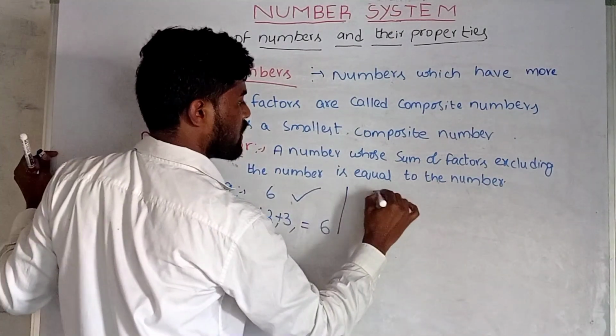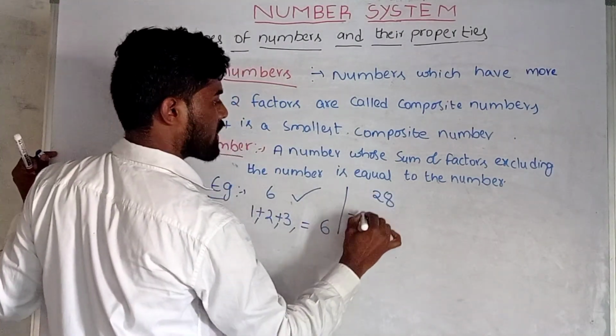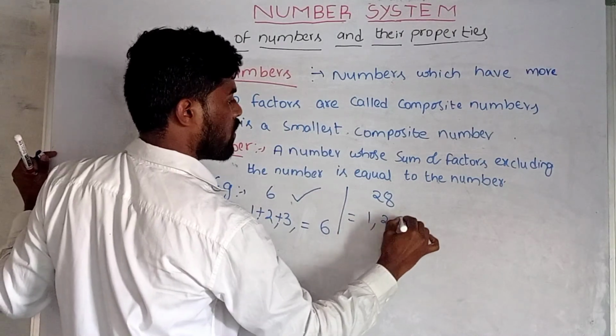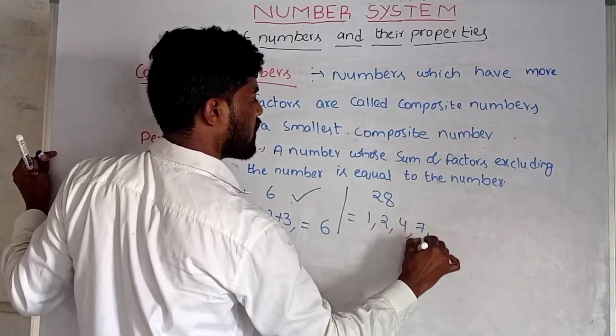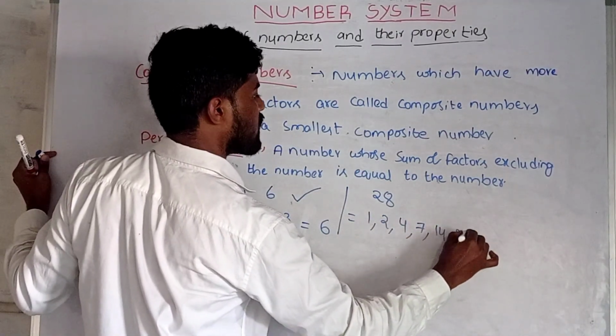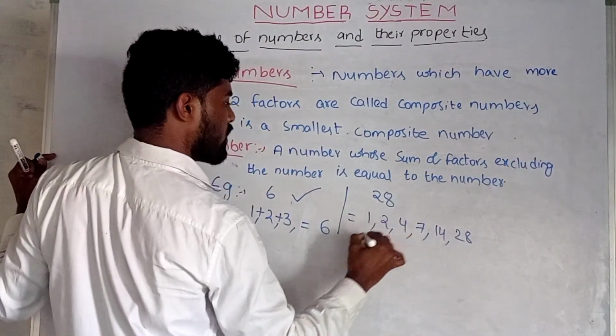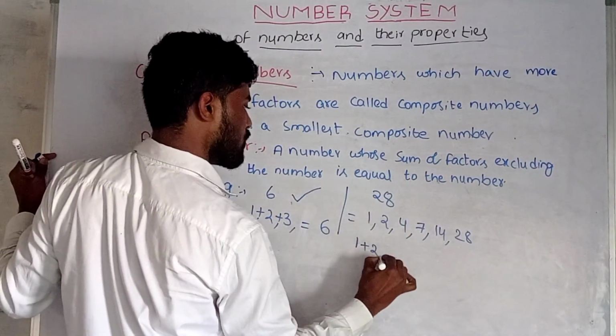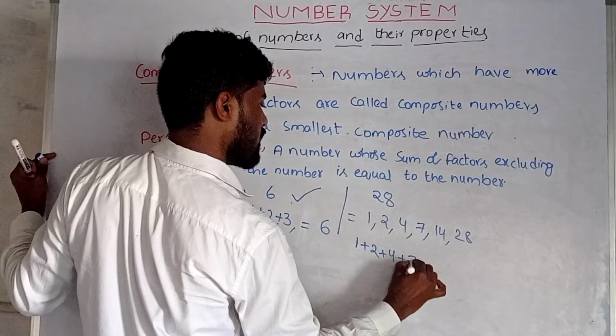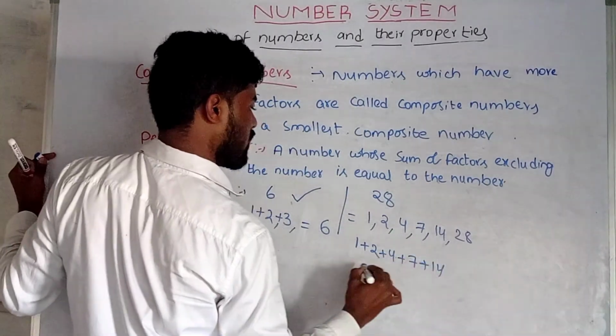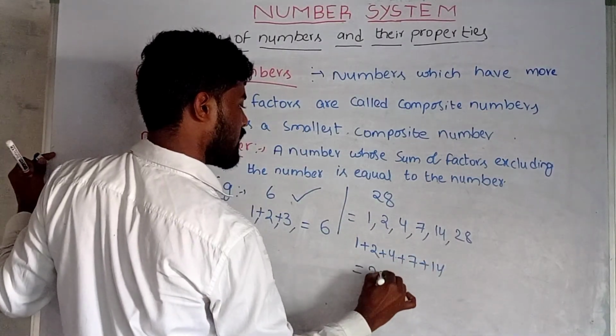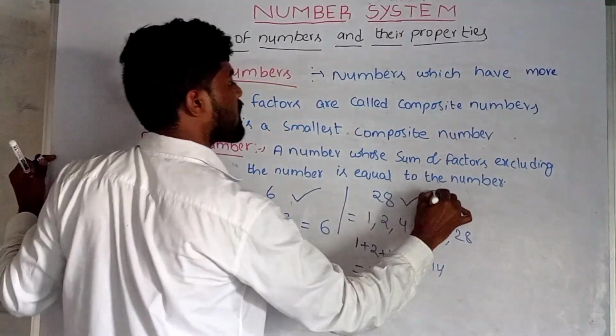Another example, 28. The factors are 1, 2, 4, 7, 14, 28. Sum of factors excluding the number, 1 plus 2 plus 4 plus 7 plus 14, that becomes 28. That means 28 is a perfect number.